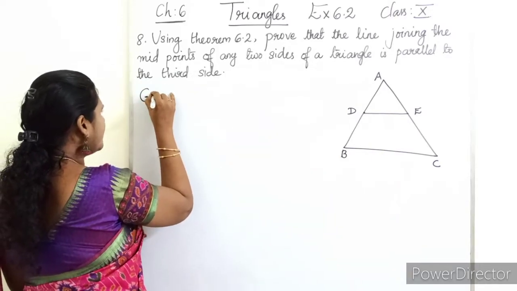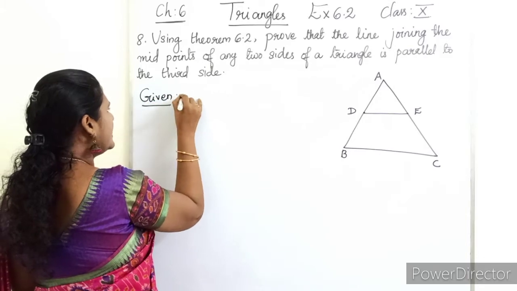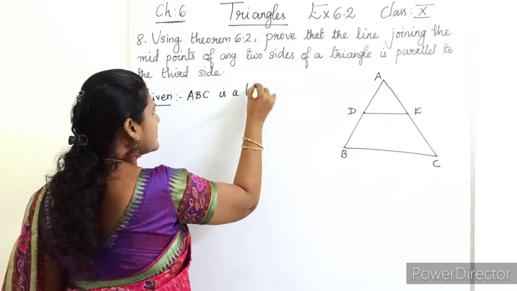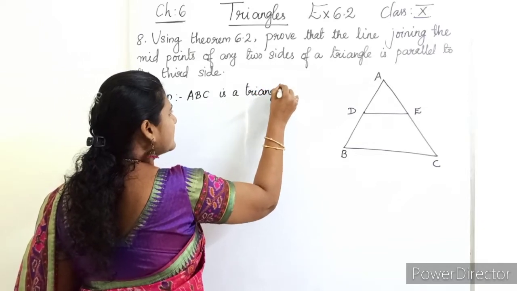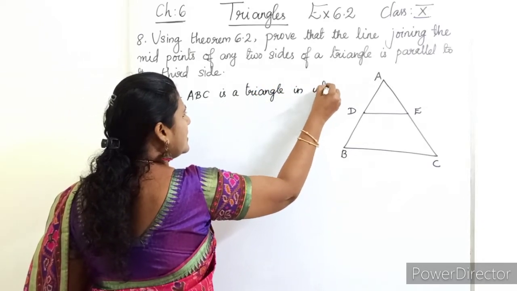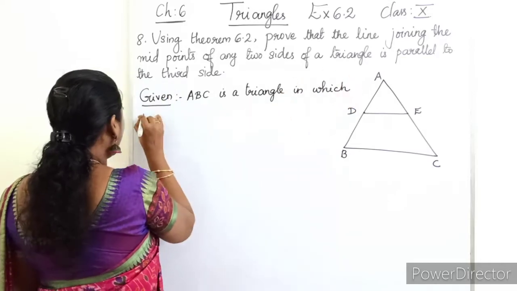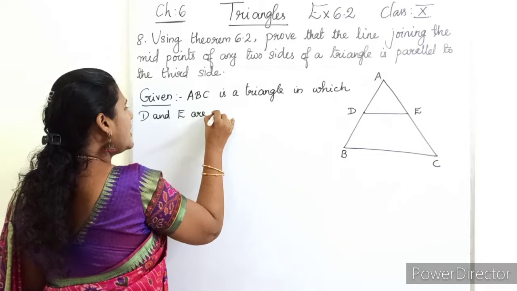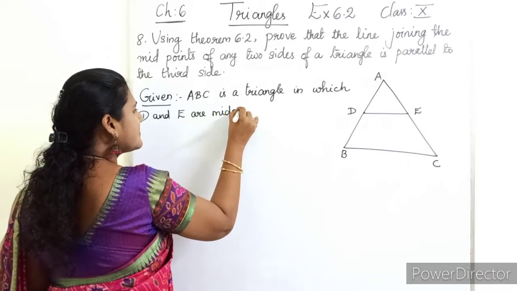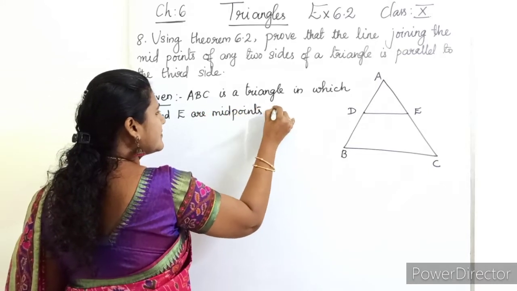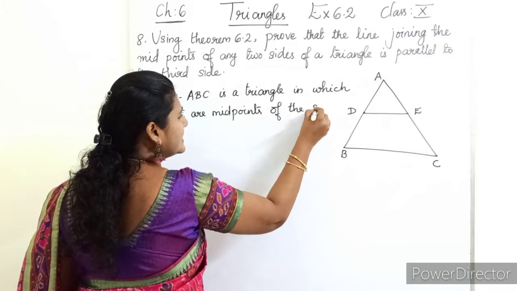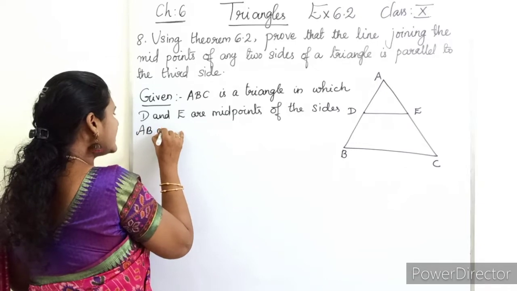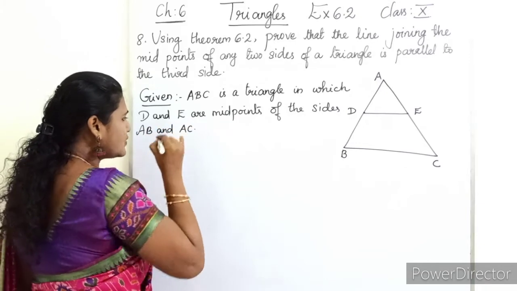First we will write given: ABC is a triangle in which D and E are midpoints of the sides AB and AC. So this is the condition. This is what is given in the question.